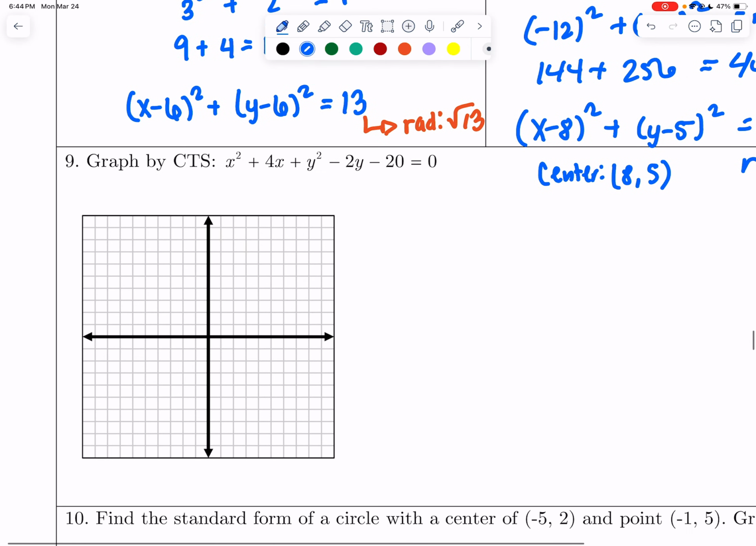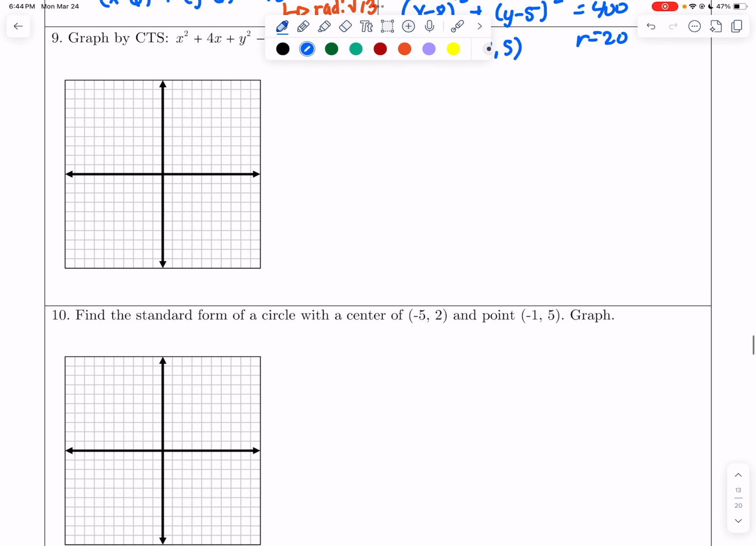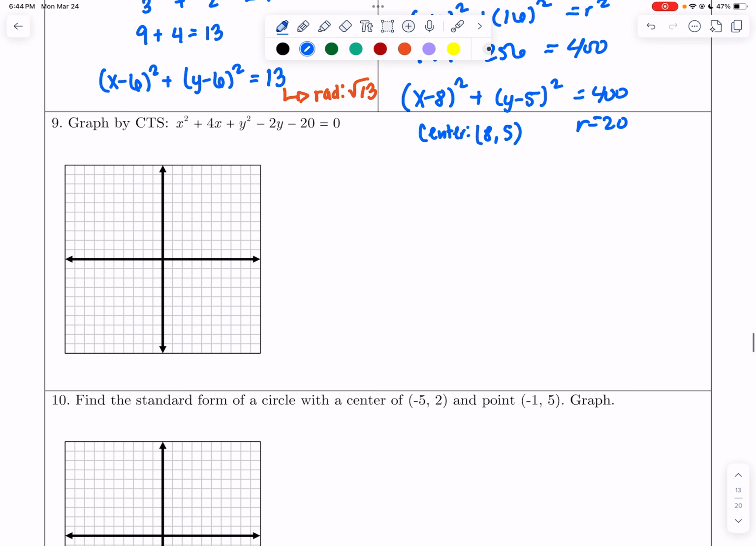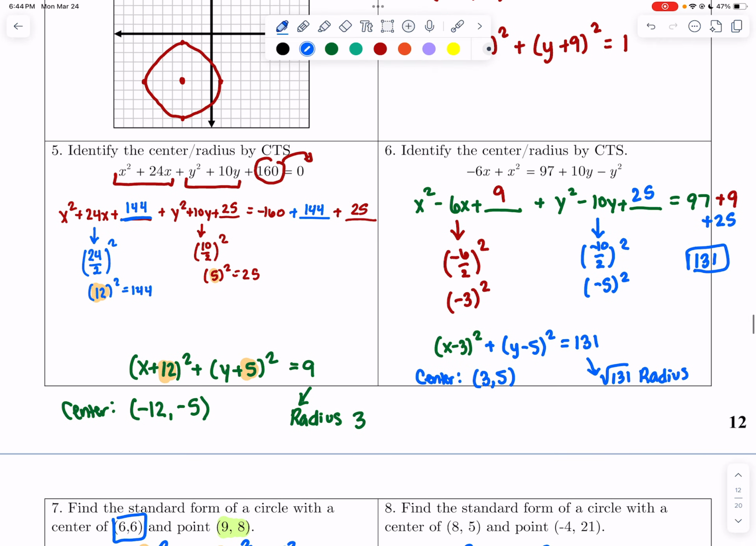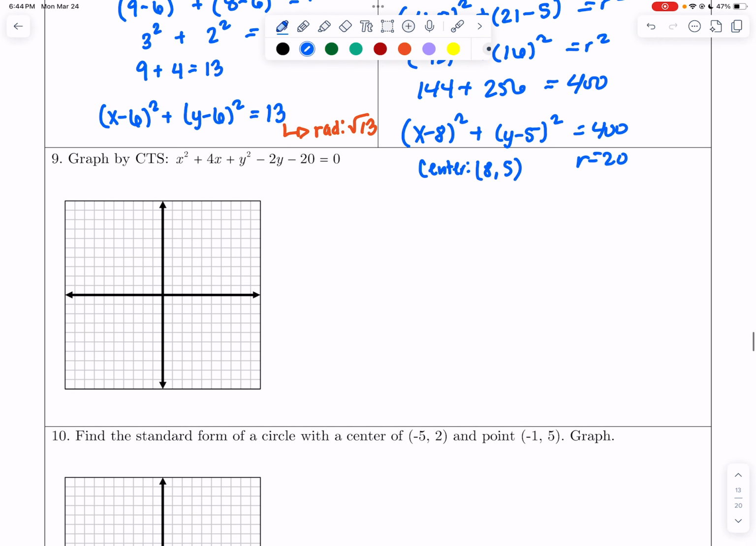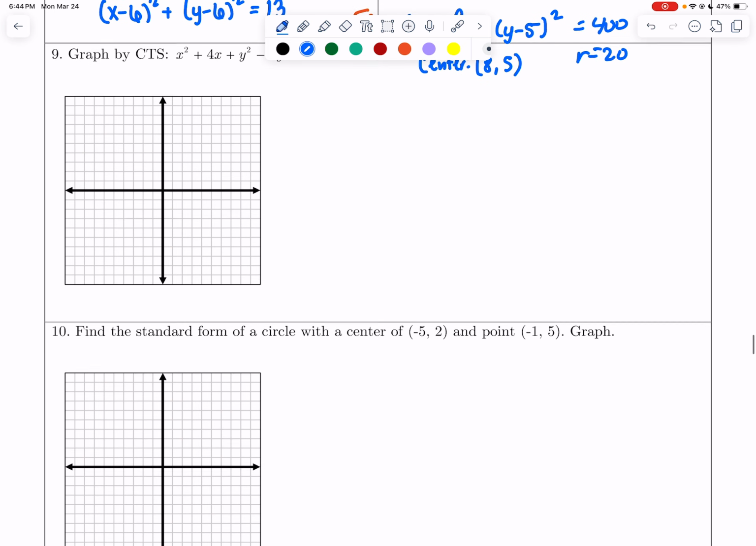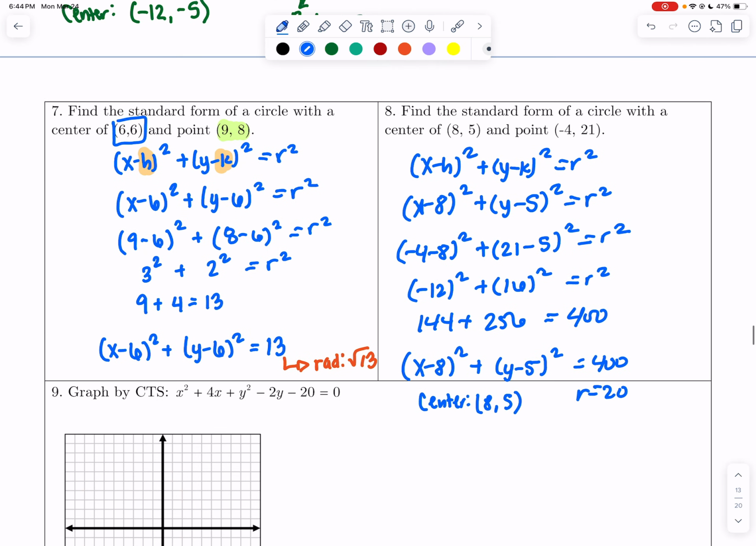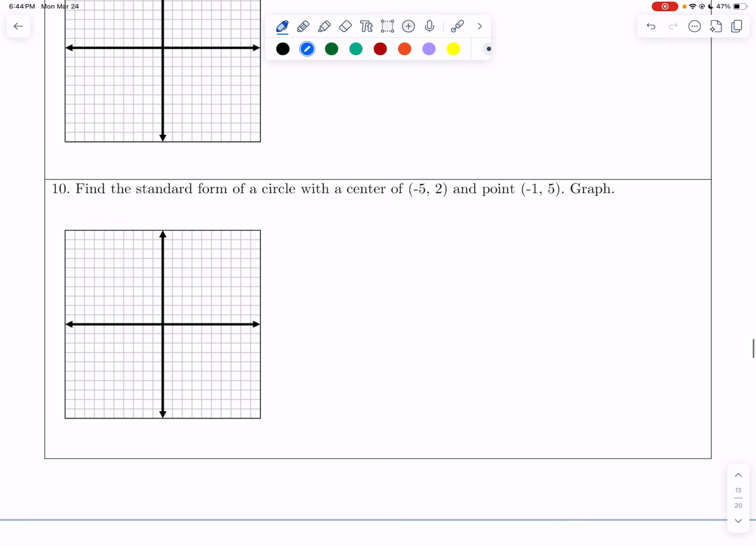All right, I'm not going to do number 9 and number 10, but for number 9, you're just doing the same thing as number 5 and number 6, except that now you're graphing it. And then for number 10, you're doing the same thing as number 7 and number 8, but now you're graphing it.